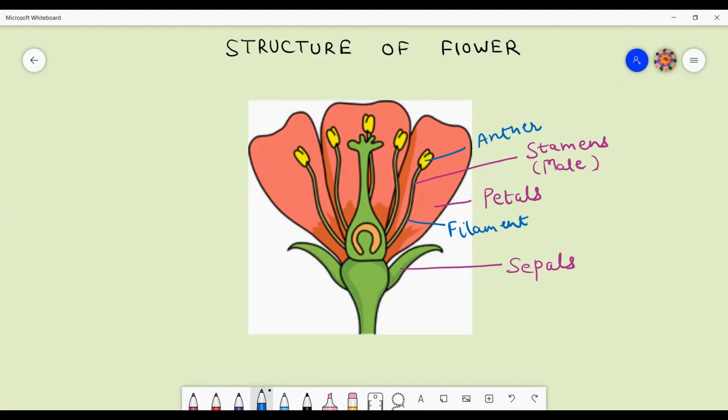This anther produces pollen grains and pollen grains consist of male gametes. Male gametes are the male reproductive cells of the flower. Now in the center you can see this part. This part is the female reproductive part of the flower. This female reproductive part of the flower is known as the pistil.